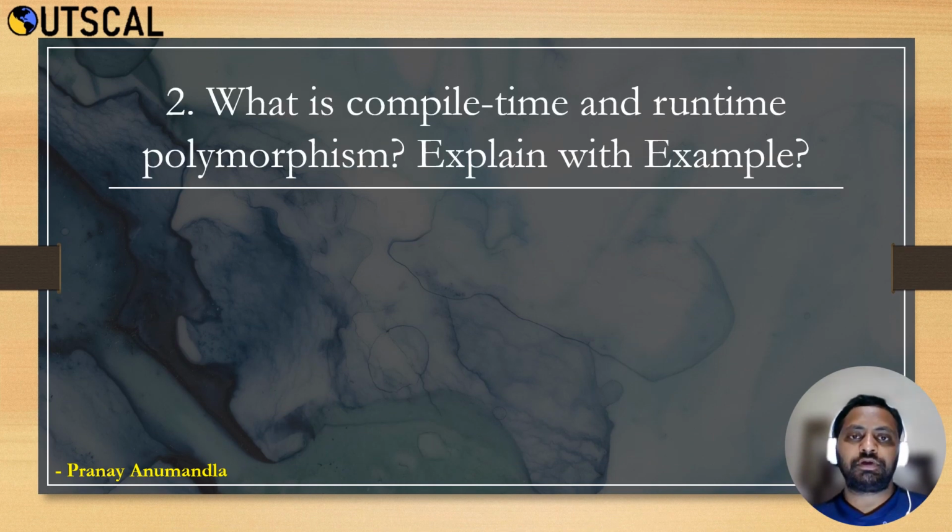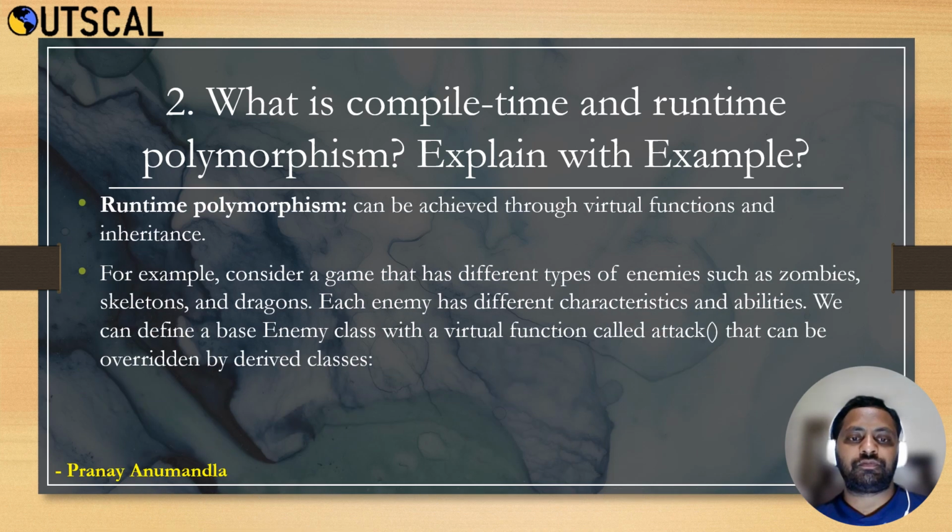Runtime polymorphism can be achieved by virtual functions and inheritance. For example, we have an enemy class, with different types of enemies. When we declare some function like attack in the enemy class, it will be redefined in the subclasses, and the appropriate function will be called based on the object or enemy type we are using. For example, we have enemies as zombies, skeletons, and dragons, and we will see the example.